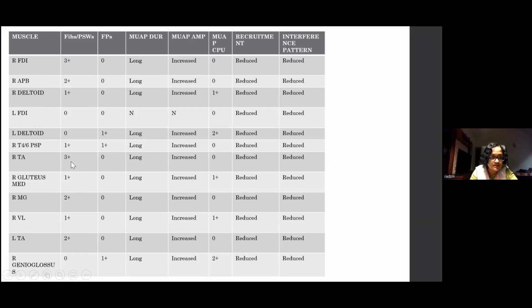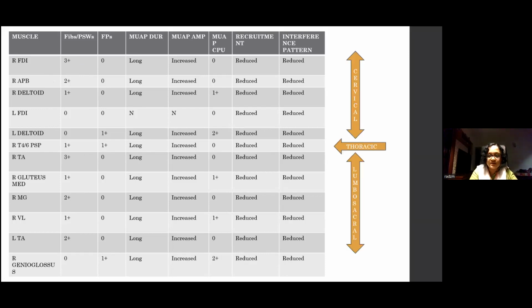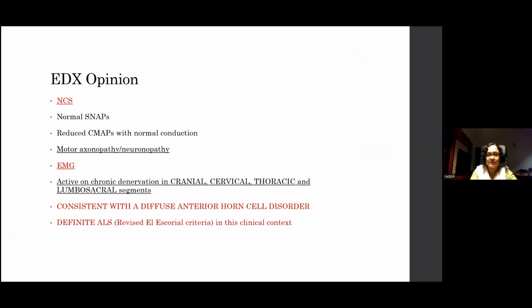and in the lower limbs, that is the tibialis anterior, gluteus medius, gastrocnemius, vastus, and in the genioglossus also you can see fasciculation potentials. It's very difficult to record fibrillations and positive sharp waves in genioglossus, but fasciculation potentials you can see with neurogenic motor units. So cervical is involved, thoracic is involved, lumbosacral is involved, and cranial is involved. So all four segments are involved. So it's a diffuse neuronopathy or diffuse motor neuron disease.